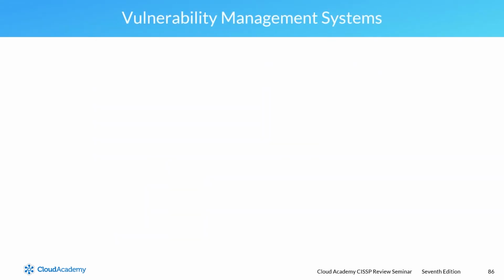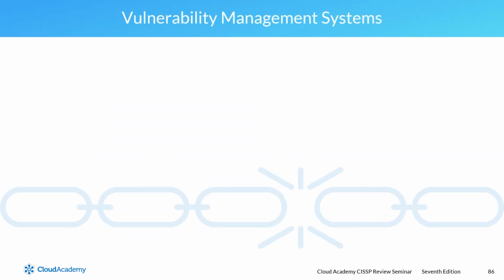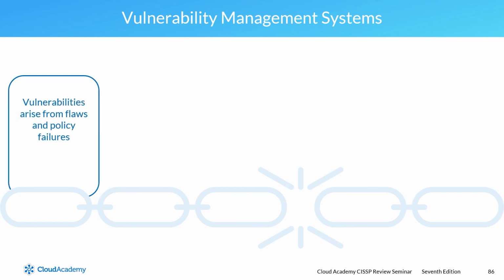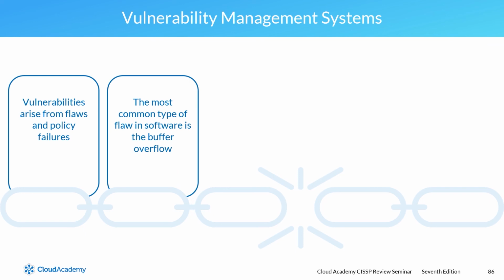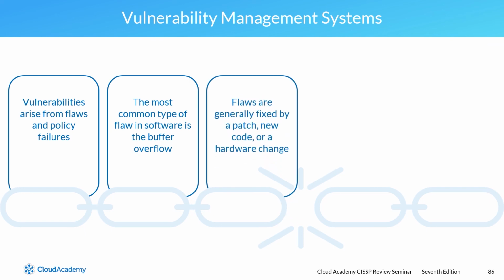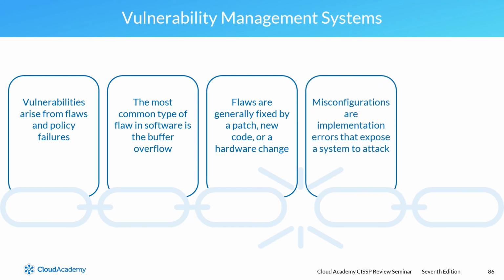We do something a little different with our vulnerability management system. We first must recognize that vulnerabilities will arise from a variety of sources. They can be system flaws, or failures in policies, or the failure of a user to perform a procedure correctly. The most common type of flaw in software is the buffer overflow. Now, flaws are generally fixed by a patch, by new code, or by a hardware change in some cases. And misconfigurations are implementation errors that can expose a system to an attack.